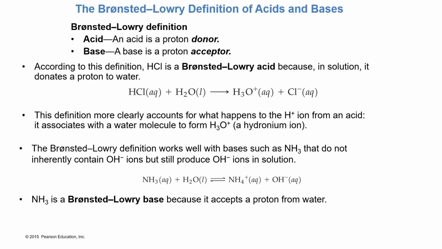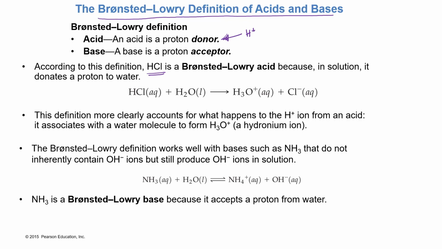All right, so this is the real definition of acids and bases that's used more today, because what they found was that some of the things that should have been defined as acids and bases, in fact, were not under the Arrhenius definition. So this makes it a broader category. An acid is a proton donor, so it donates H plus, and a base is a proton acceptor. So acids give off the H, and bases accept the H. According to this definition, HCl is still a Bronsted-Lowry acid.